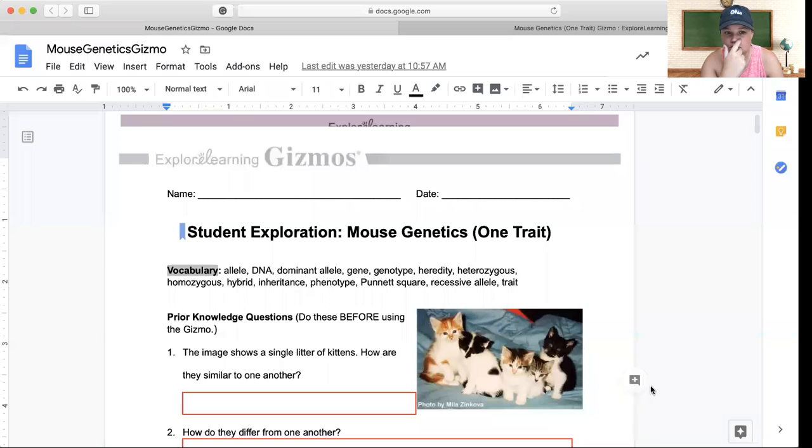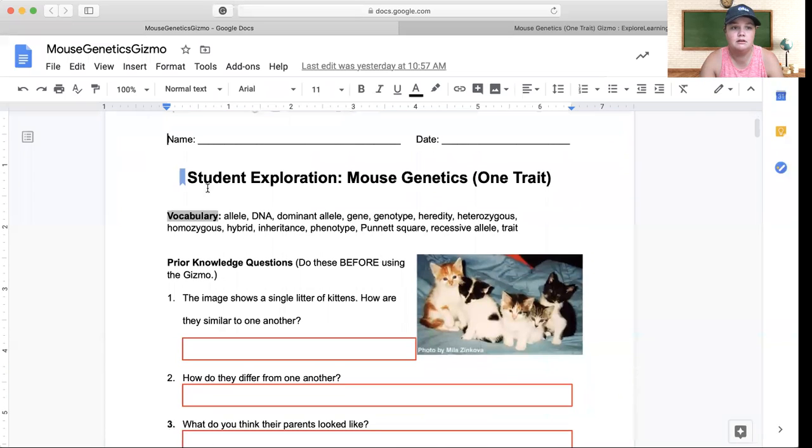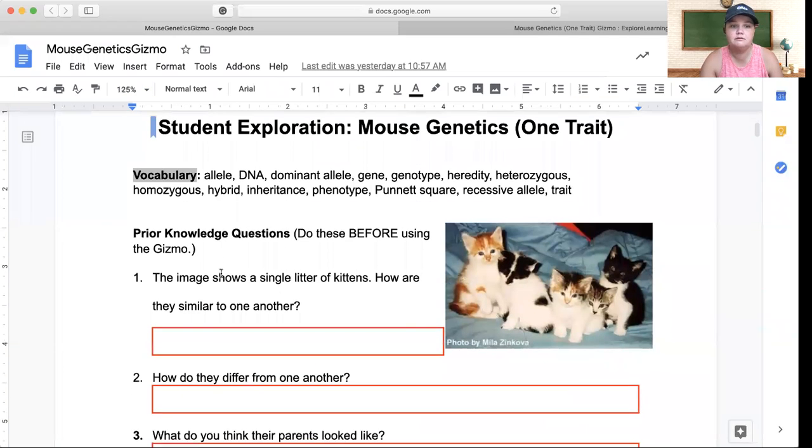So you should have your Gizmo open to the document. Even though it says name, you don't have to put your name on it. That's just from where we used to use these. I'm going to make it a little bit bigger so it's easier to see for us.